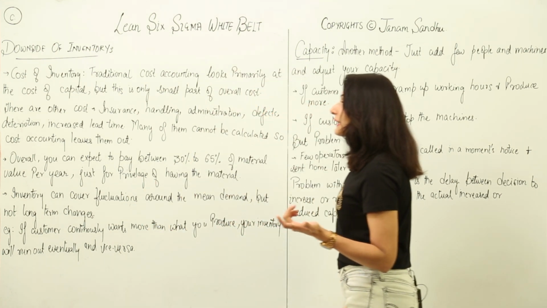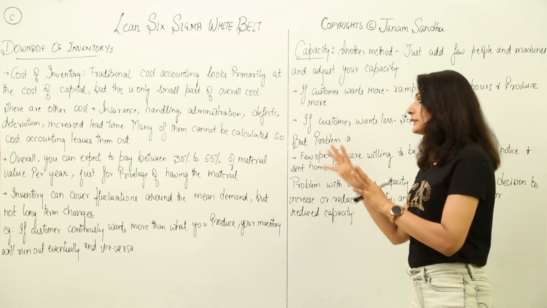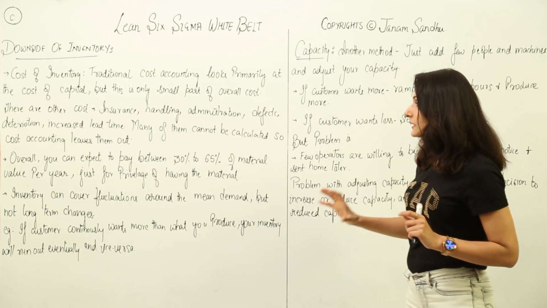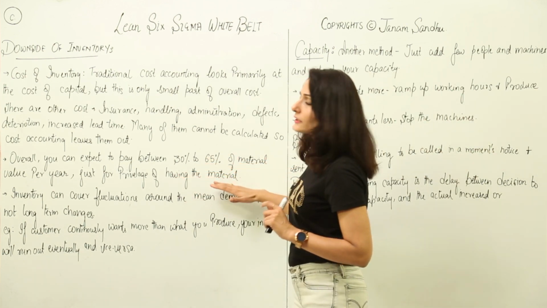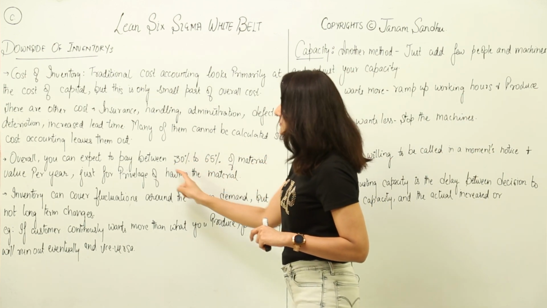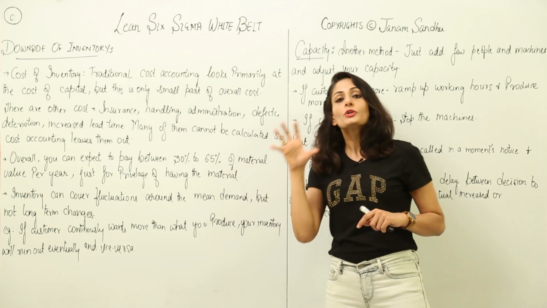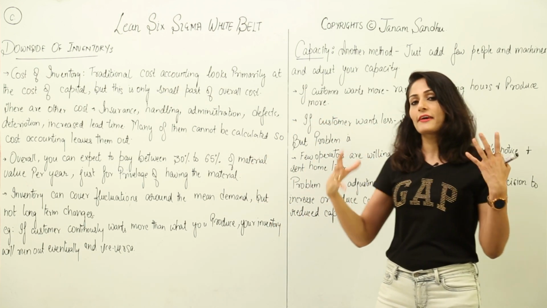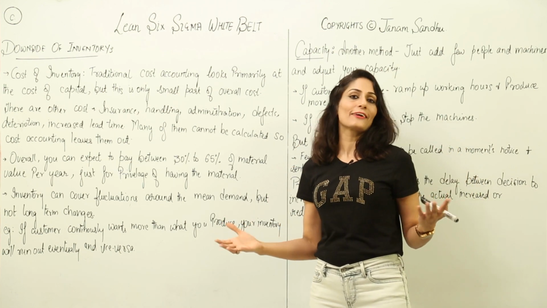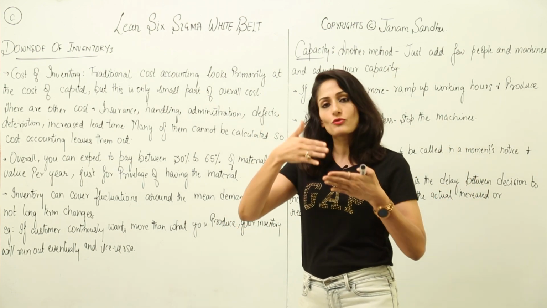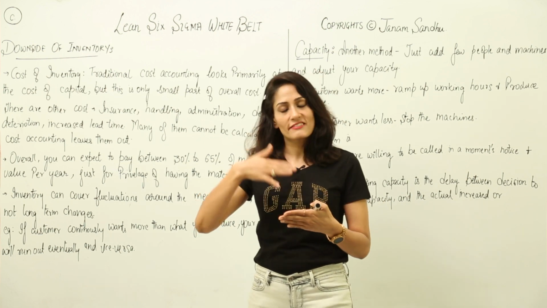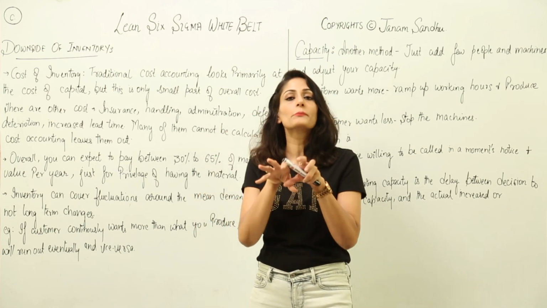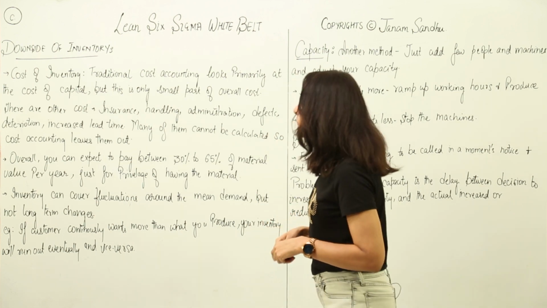So, overall you can expect to pay between 30 to 65% of material value per year just for the privilege of having the material. Now, do you think that this percentage is good enough to decouple fluctuation when you're paying so much, when there are maybe better ways to do that? This is why we need techniques like Lean, Six Sigma. We use various other tools so that we can keep those fluctuations under control.